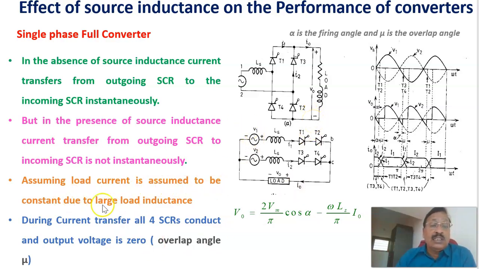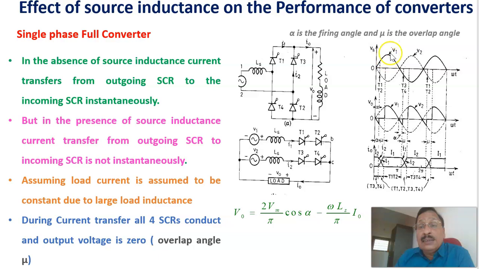Assuming the load current is constant due to the large load inductance. During the current transfer, as I already told, during this overlap period, the current transfers from T3, T4 to T1, T2, that is, from the outgoing SCR to the incoming SCR. During this overlap angle, all these four SCRs will be conducting and the output voltage equals 0. Therefore, during overlap angle mu, the output voltage equals 0.